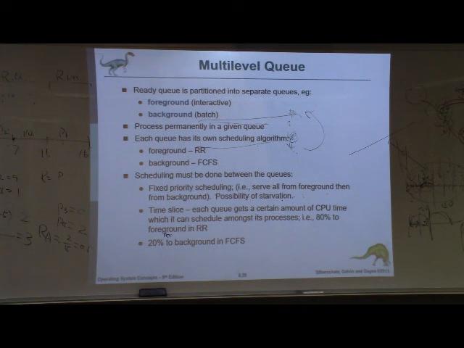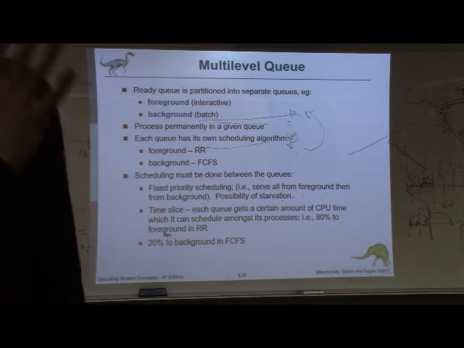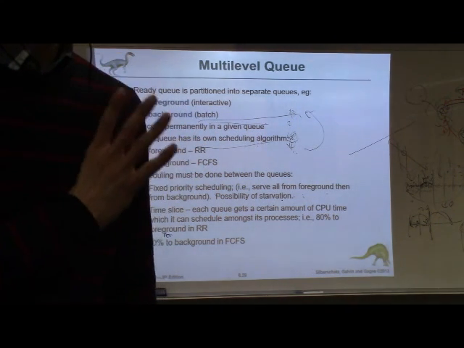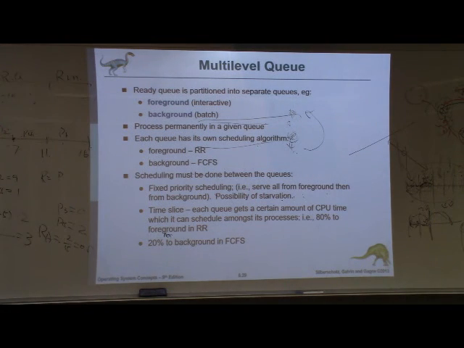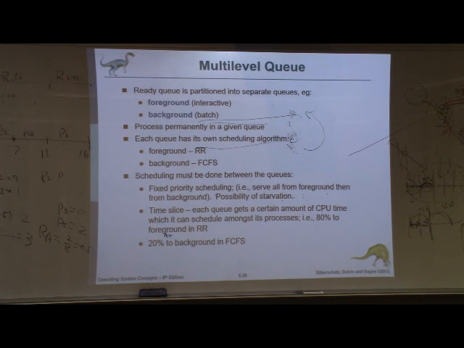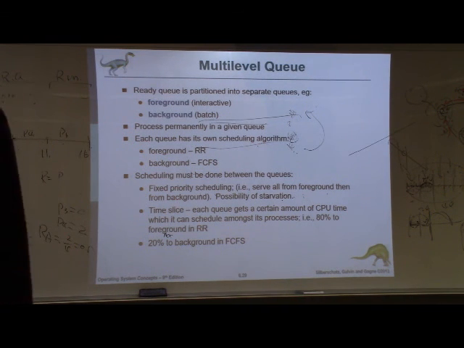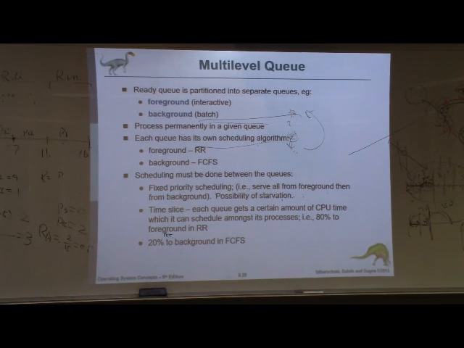Okay, so next class we will continue with the multi-level queue, and that will be part of your midterm exam also. That is the topic of your project 1. We will discuss a little bit more about the midterm and project 1 after we finish this chapter. Any other questions? Okay, thank you, and see you next time.